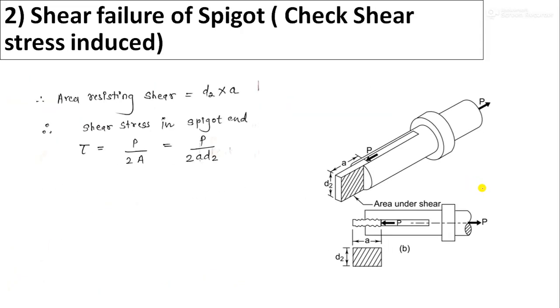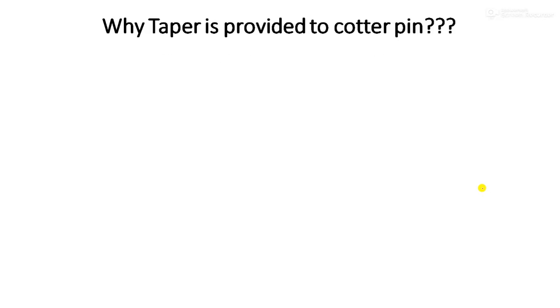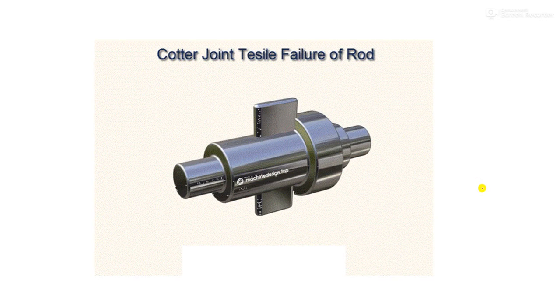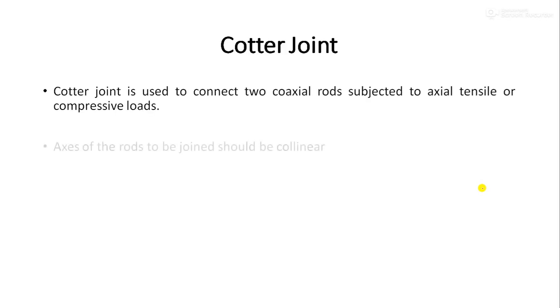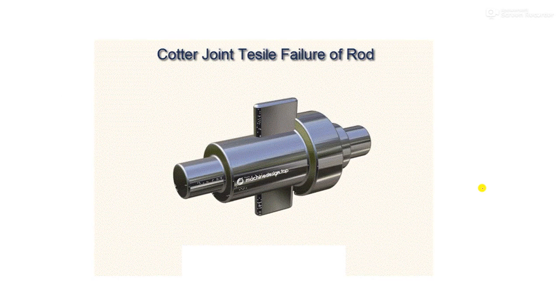I hope you have understood the design of the cotter joint. Thank you so much, and you can watch this video again and again, which will help you to understand the design of the cotter joint. The design of the knuckle and the cotter joint are almost similar, the steps are similar, only the components are slightly different. In the knuckle joint we have a knuckle pin, and in the cotter joint we have a cotter pin. The cotter pin is a rectangular portion having thickness t, width b, and length l. So thank you so much.